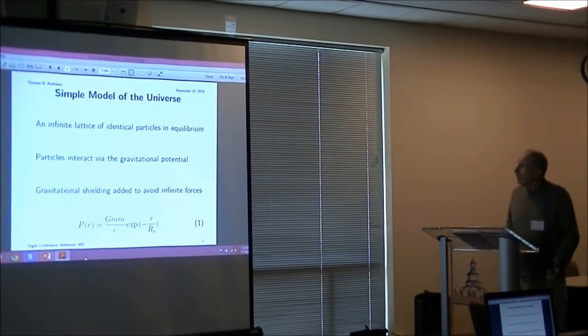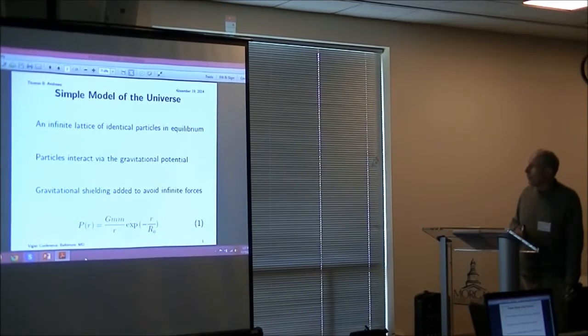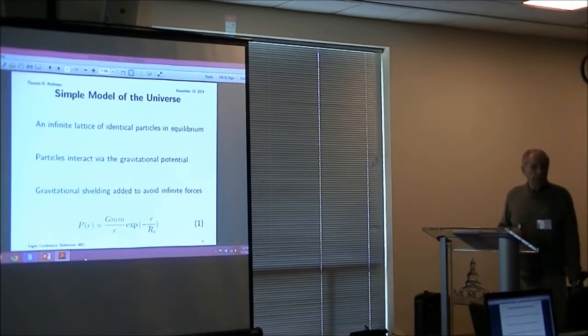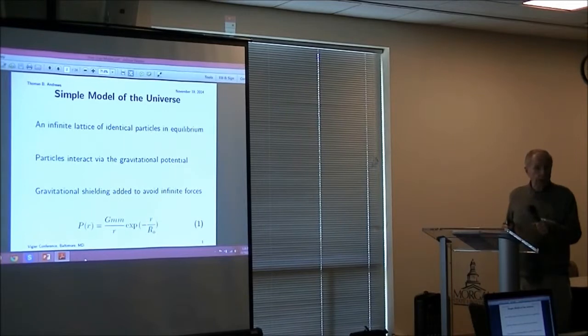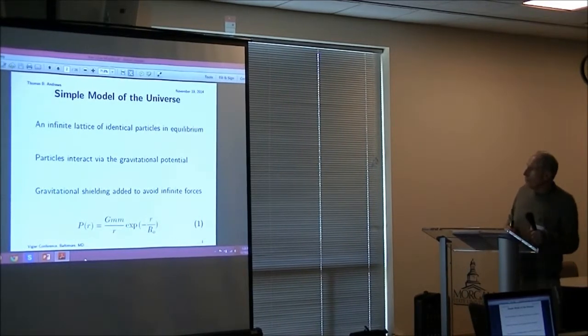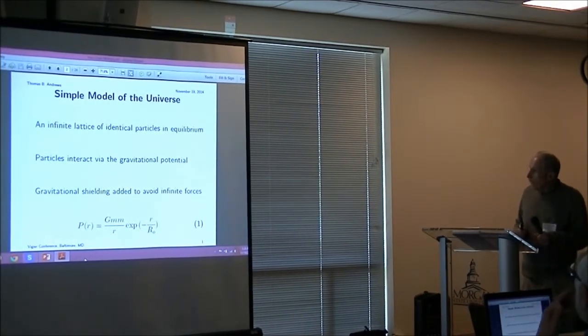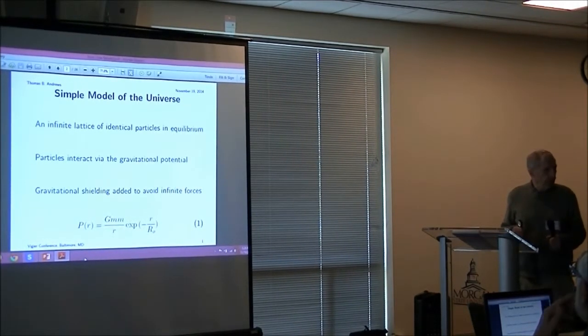I start with a simple model of the universe, an infinite lattice of identical particles in equilibrium. These particles interact via the gravitational potential. Gravitational shielding is added to avoid the infinite forces that you would get in an infinite universe. Now, this seems a rather simple model of the universe, and actually it's an exact model of the universe.